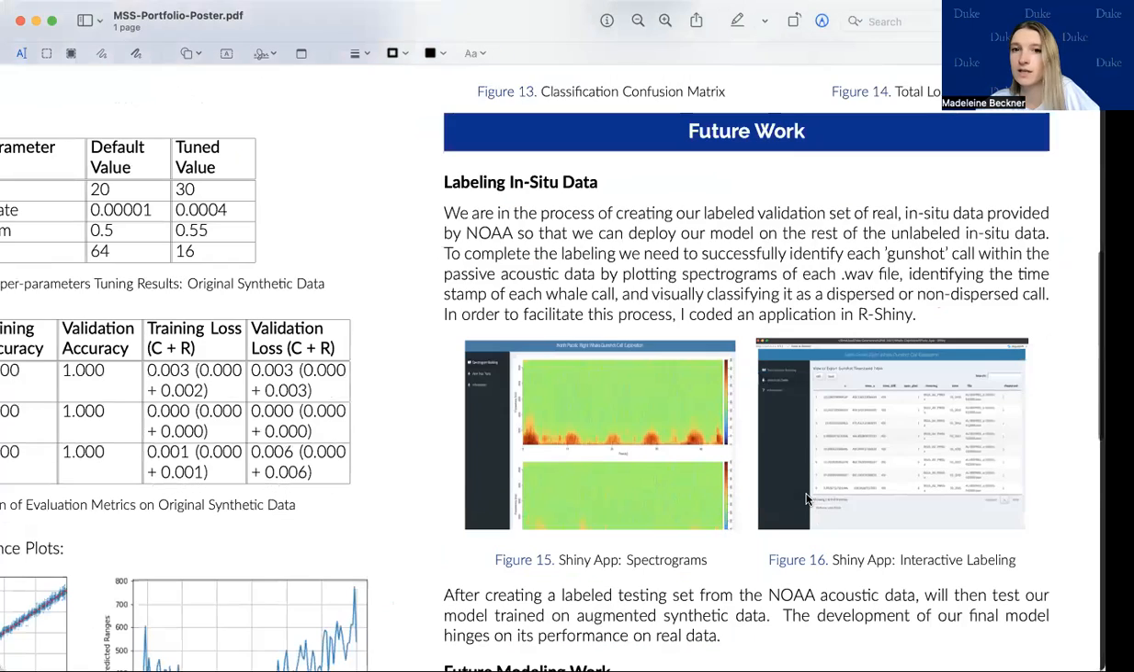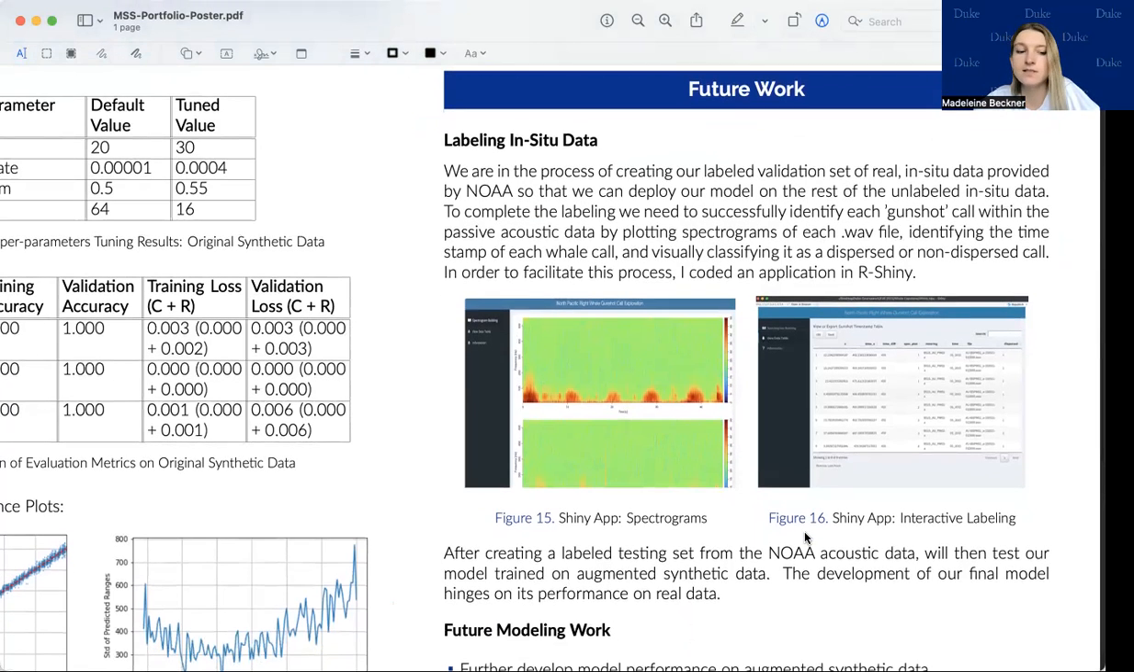So yeah, future work. We are in the process of creating our labeled validation set of the real data so that we can test how it's doing on the real data before deploying it. In order to do that, we need to classify the gunshot calls as well as manually warp them, which takes a lot of time. So that's still in the works.